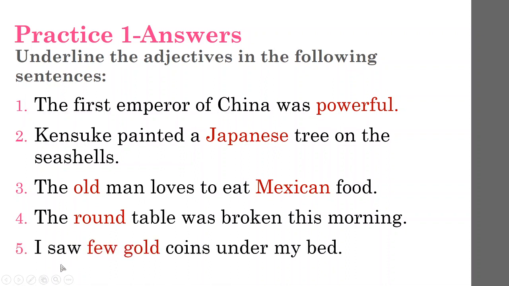And number 5, I saw few gold coins under my bed. So we have another 2 adjectives here, few, which means it's the number, how many, and gold, which means the kind. So few gold coins under my bed. So I hope you got the answers. Let's move on to practice number 2.